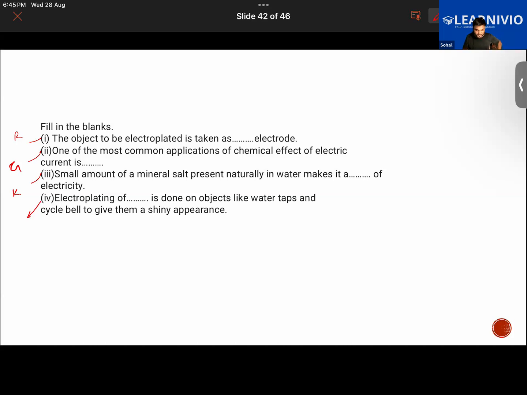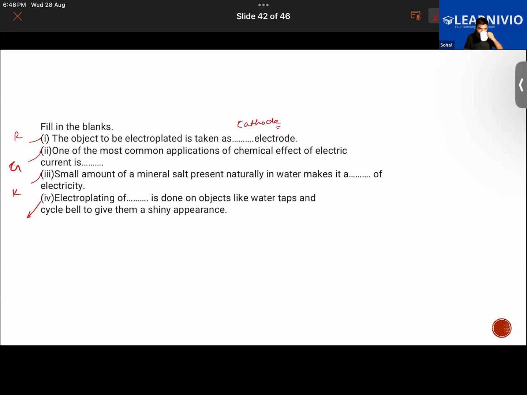Yes, Roni. The object to be electroplated is taken as the cathode or the anode? By the way, all of you turn your cameras on in the class now. Yeah, that is correct. Also, once the questions have been assigned, you have to answer in the class only, no need to answer in the chat box. So the object to be electroplated is taken as the cathode electrode.